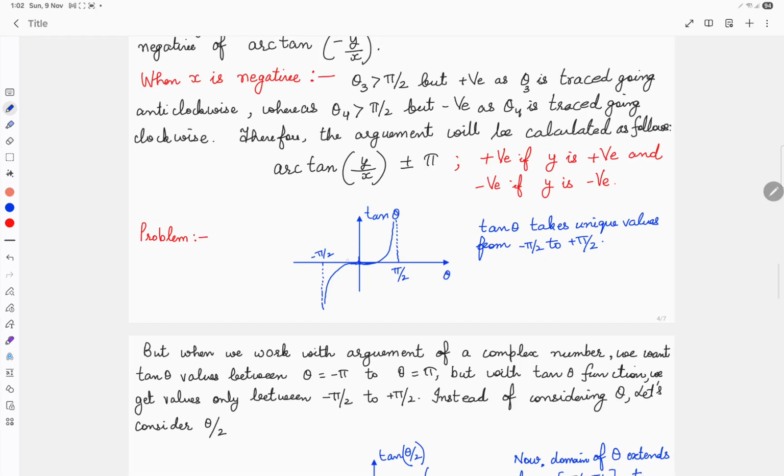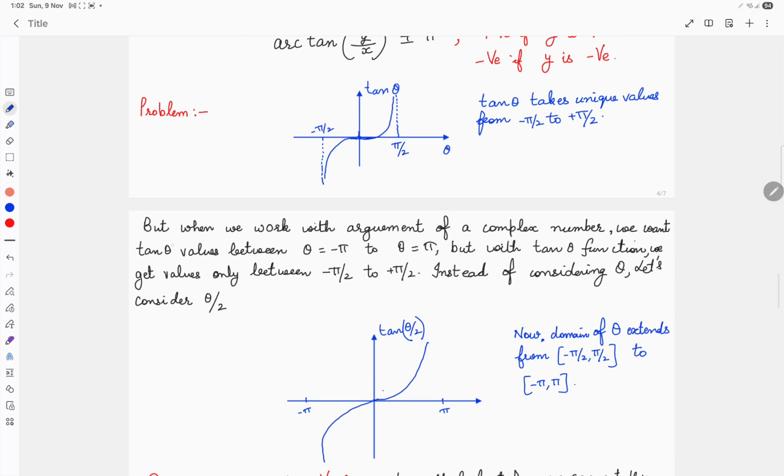Now let us try to understand this problem of the arctan function also, in which the range of this function is from minus pi by 2 to plus pi by 2. So how can we solve this problem? When we work with the argument of a complex number, we want tangent theta. But why do we want to solve this problem? Why is this a problem?